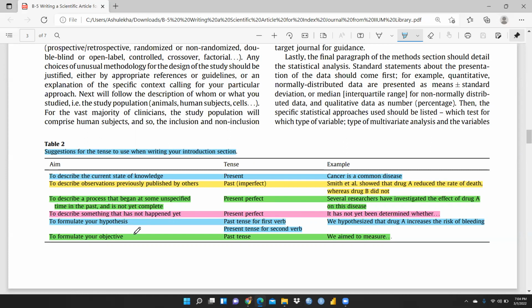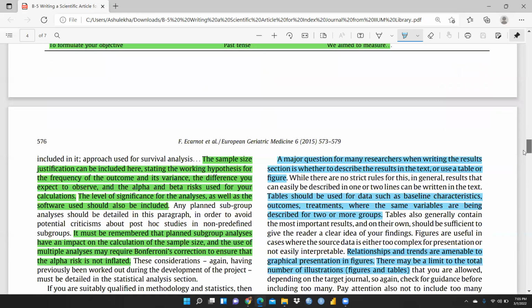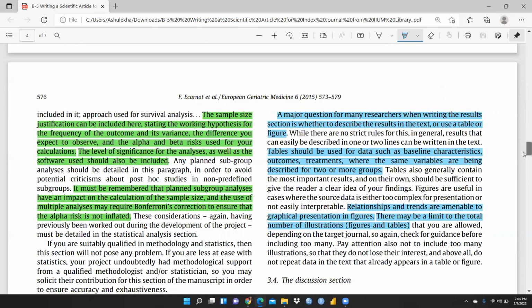To formulate your hypothesis, it should always be in past tense for the first verb and present tense for the second verb, for example, "We hypothesized that drug A increases the risk of bleeding." To formulate your objective, it will always be in the past tense, "We aimed to measure." So that is all about your introduction section.